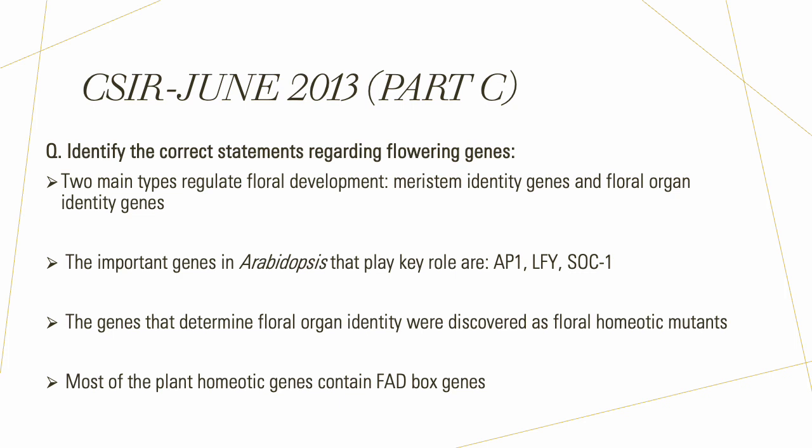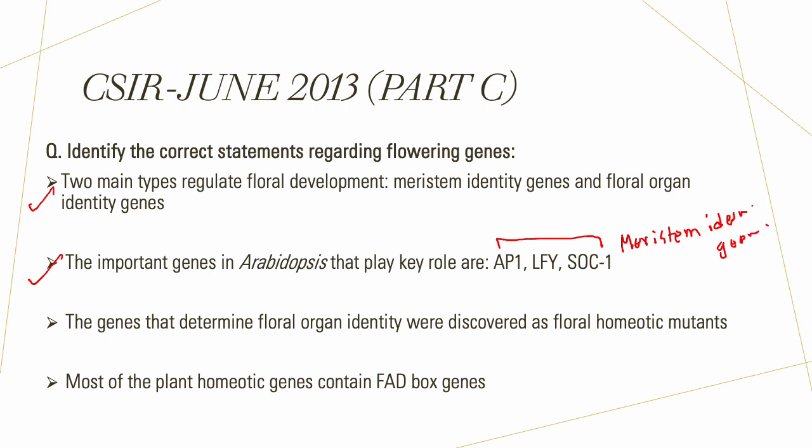So two main types of genes regulate floral development: meristem identity gene and floral organ identity gene. That's a correct statement if I remember. The important genes in Arabidopsis that play a key role are AP1, LEAFY, and SOC1. This is also an important statement. These genes, AP1, LEAFY, and SOC1, were the meristem identity genes which I discussed with you, right? So they do play a very important role in flower development, right?